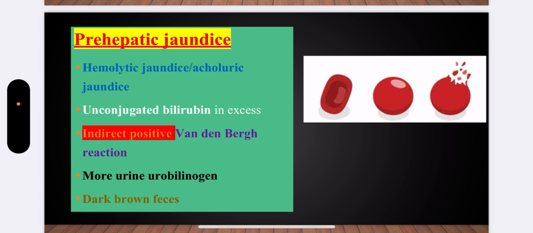There are some other names for this prehepatic jaundice. It can be asked as hemolytic jaundice, and another name is acholuric jaundice. The Van den Berg reaction is indirect positive because there is excess of only unconjugated bilirubin, not the conjugated one. Feces are dark brown because there is more urine urobilinogen in this case.